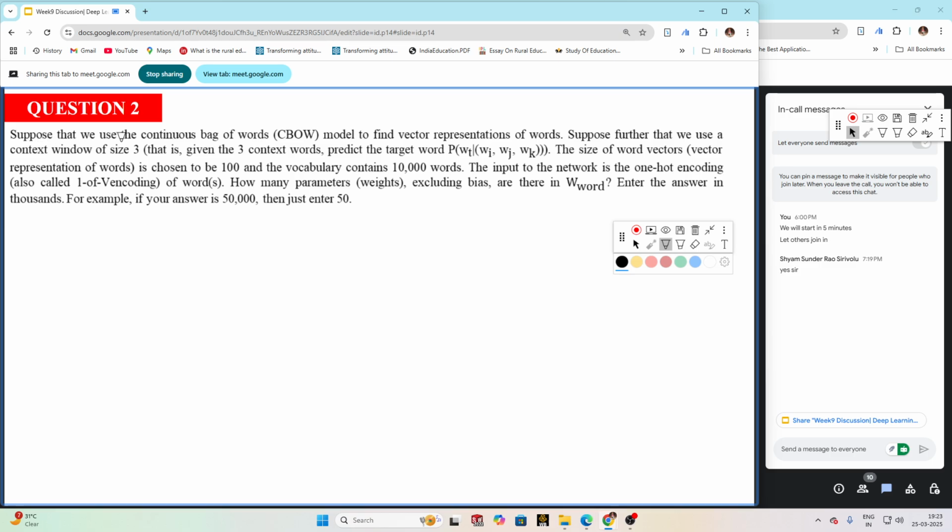Now this is the question. Suppose that we use the continuous bag of words (CBOW) model to find the vector representation of words. Suppose further we use a context window size of 3. Given the 3 context words, predict the target word. The size of the word vector representation is chosen to be 100. Okay, so that means we will have 100 as output. And the vocabulary contains 10,000 words. So 10,000 is our context and 100 is our words.